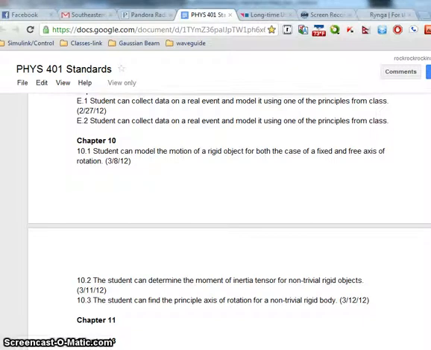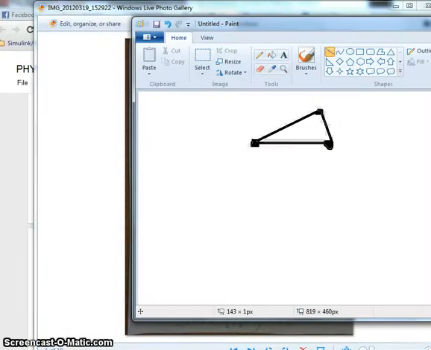Screencast 10.1. In this one I'll be trying to model the motion of a rigid object for both fixed axis and free axis of rotation. For my fixed axis of rotation, my model looks like this. The three different sphere objects are connected by three massless cylinders, and this triangular shaped object would be rotating in clockwise direction with this point as the center.